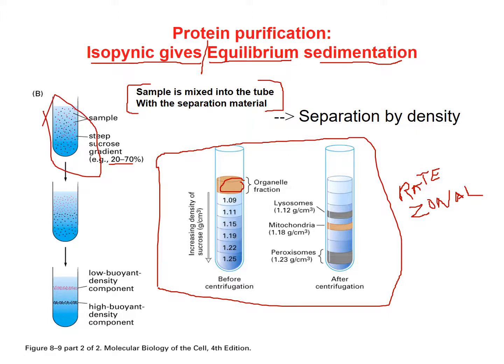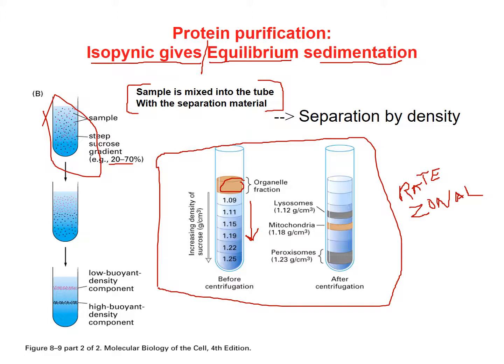Okay, and you end up getting the low density components, high density. So these things move up or down in this gradient depending on their density. Whereas in rate zonal, the sample doesn't start at the bottom and move up. It starts here.